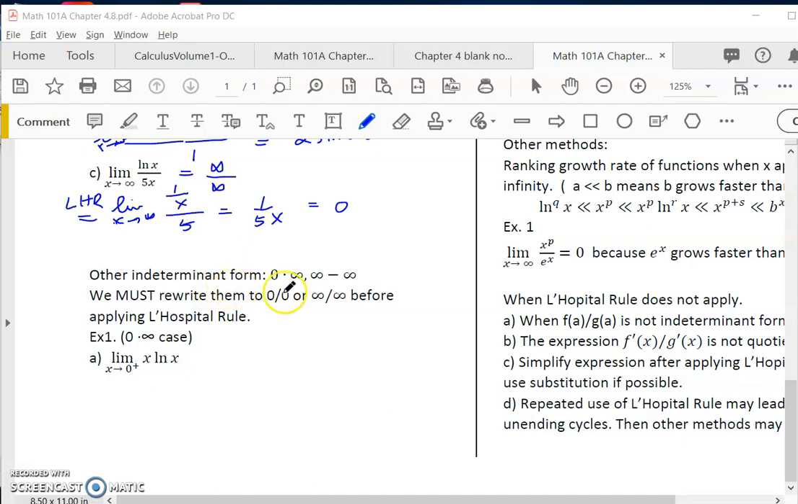In this particular video, we are tackling cases where, when we do a direct substitution, it's not a ratio of two functions, but it becomes 0 times infinity or infinity minus infinity. So in this case, we can still apply L'Hopital's rule. This one is spelled wrong.